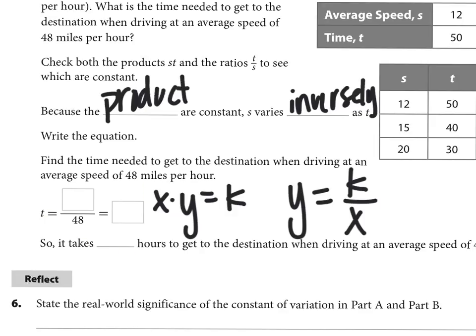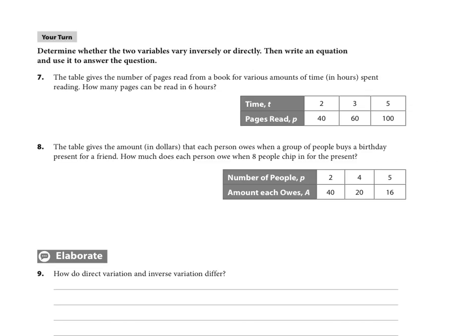So T is Y. Our constant was 600 because that's what everything multiplied to give us. And 600 divided by 48 is 12.5. So it would take 12.5 hours to get to that destination if they were driving at a speed of 48 miles per hour. So looking at problem 7, the table gives the number of pages read from a book for various amounts of time.